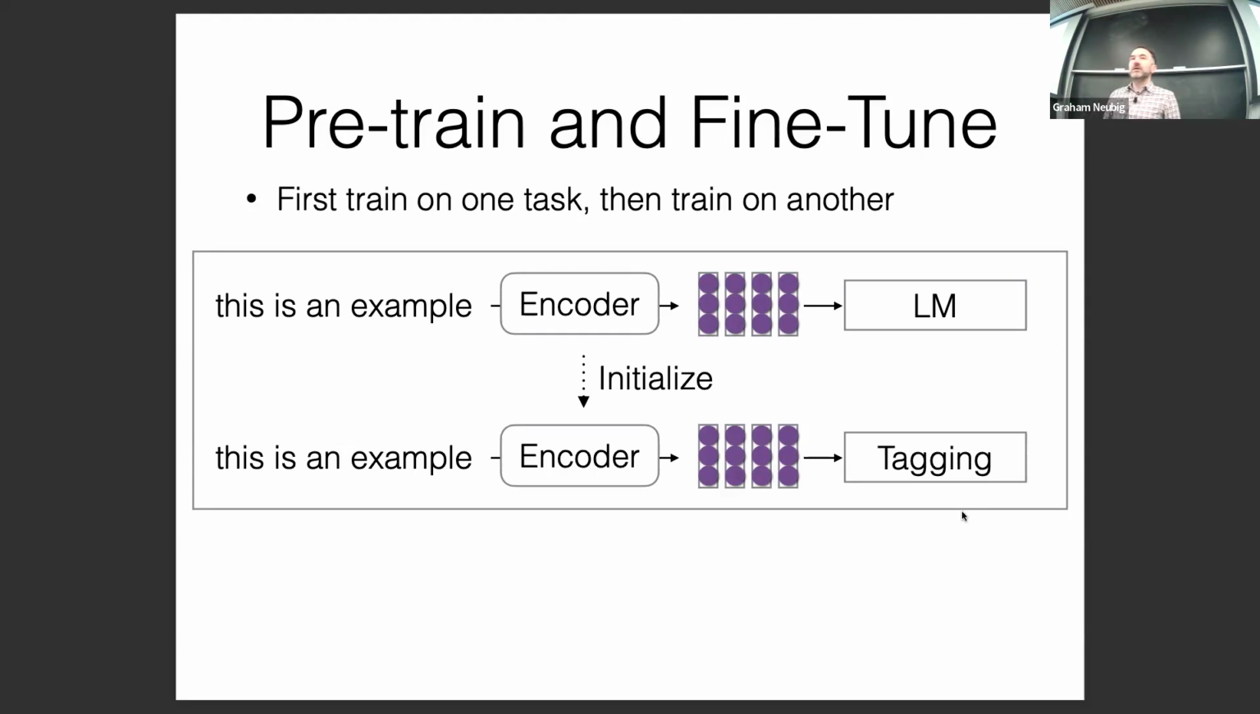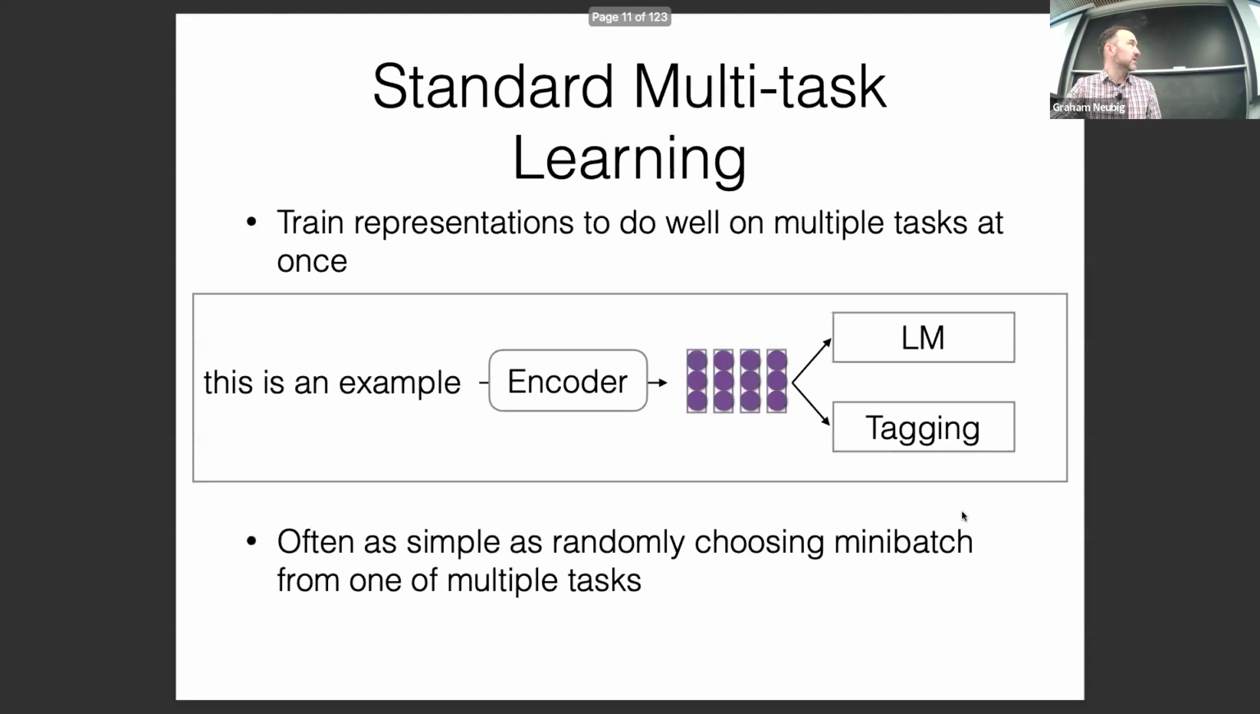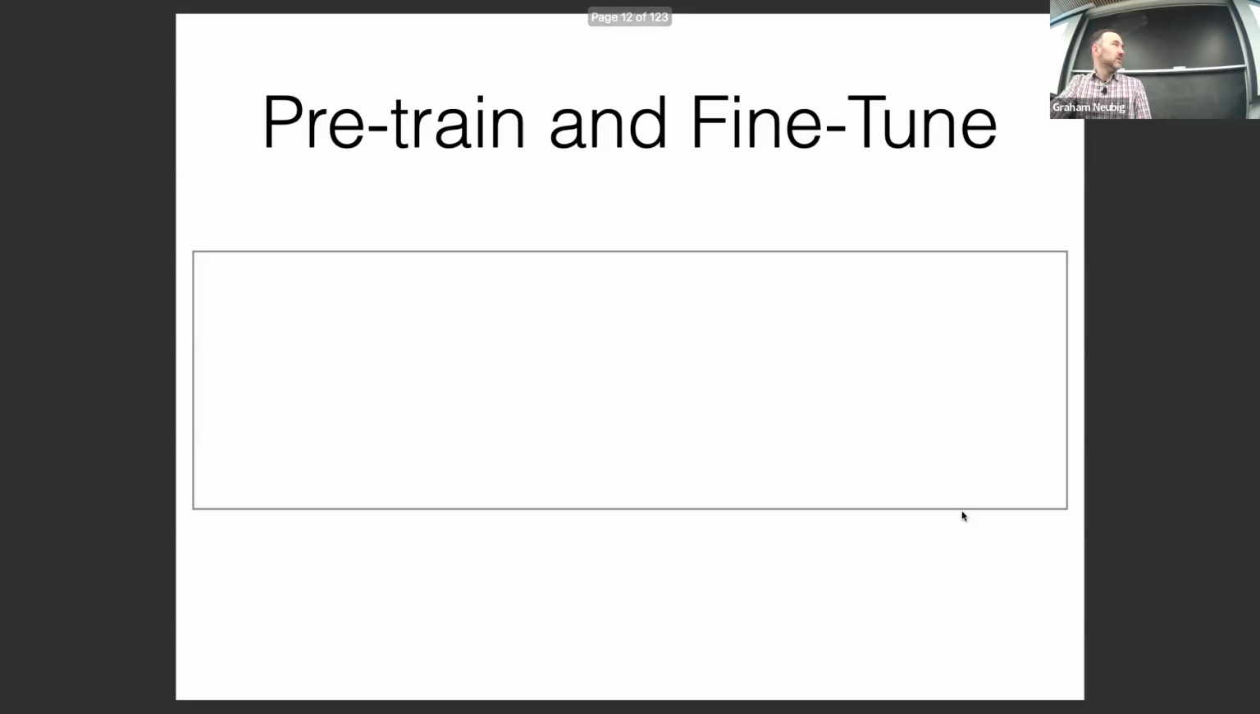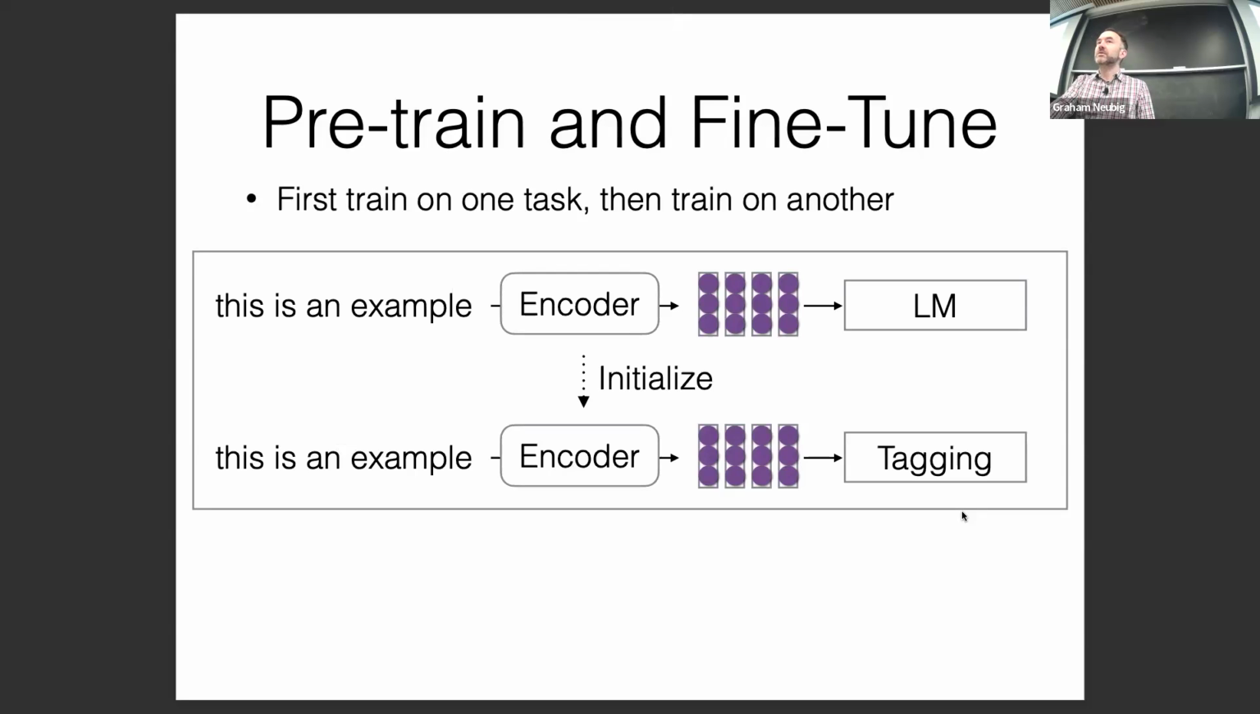Does anyone have an idea about why you might want to do this, as opposed to standard multitask learning where you do both of them at the same time? This is a straightforward question, perhaps, but when I say straightforward, I don't mean easy. I mean it's not a trick question. Any ideas?